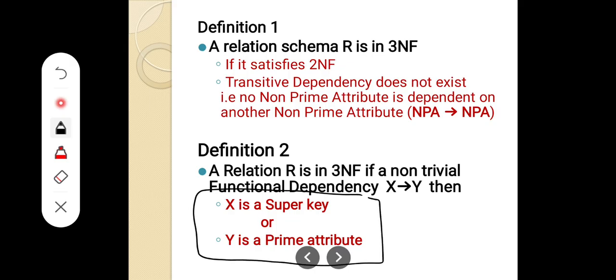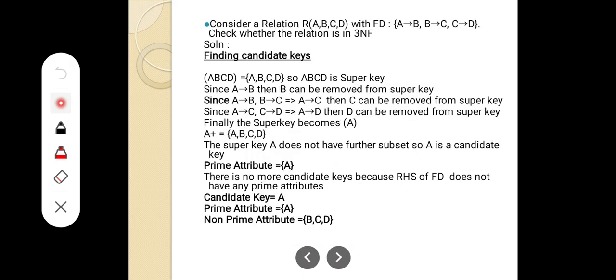In a functional dependency X determines Y, X must be a super key or Y is a prime attribute. Clear? Let us see a problem, the same problem we have discussed earlier. Consider the relation ABCD with the given functional dependencies. Check whether the relation is in 3NF.